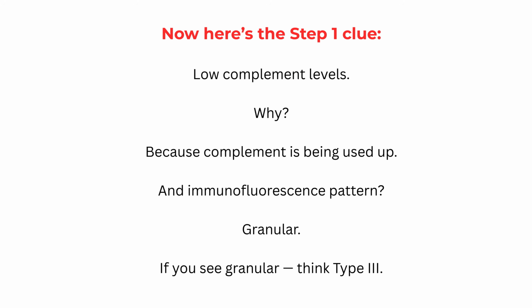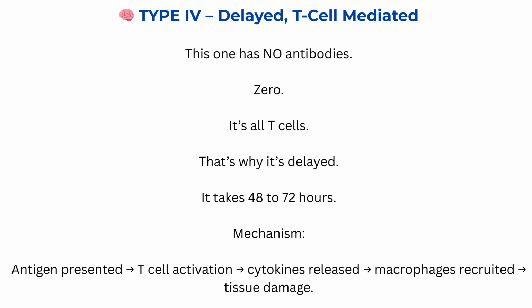Now here's the Step 1 clue: low complement levels. Why? Because complement is being used up. And immunofluorescence pattern: granular. If you see granular, think type 3. Or type 4, delayed T-cell mediated. This one has no antibodies. Zero. It's all T cells. That's why it's delayed. It takes 48 to 72 hours.